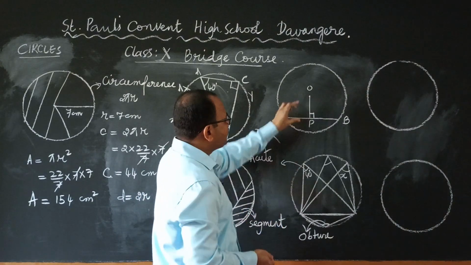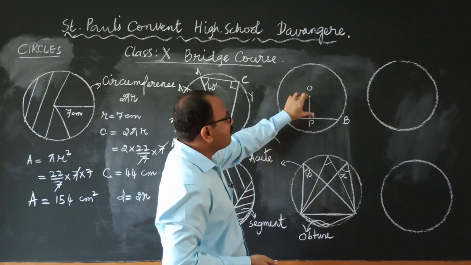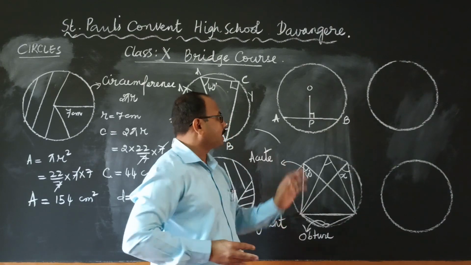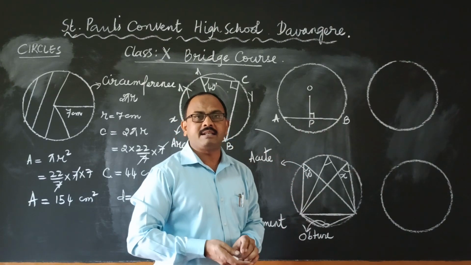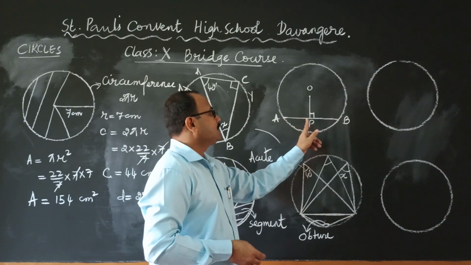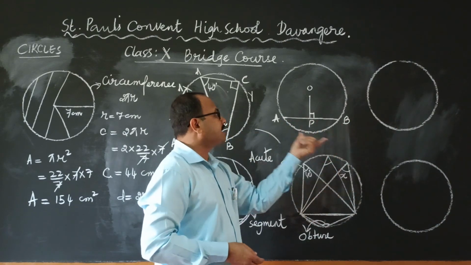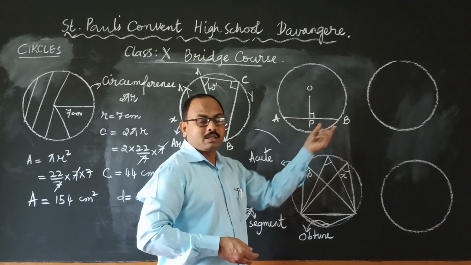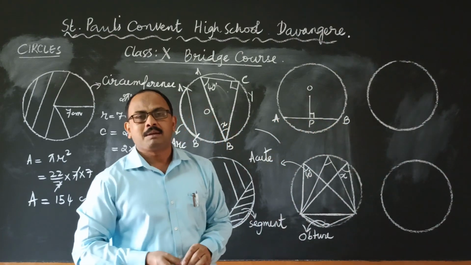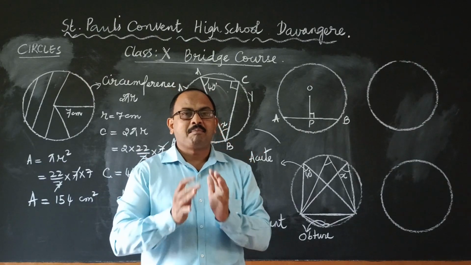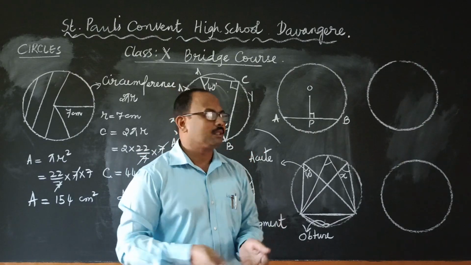So, this perpendicular drawn from the center to the chord bisects the chord. If the chord is about 10 centimeters, children, each segment will be 5, 5. If it is 8, it will become 4, 4. The property, remember: a perpendicular drawn from the center to the chord bisects the chord. Okay?